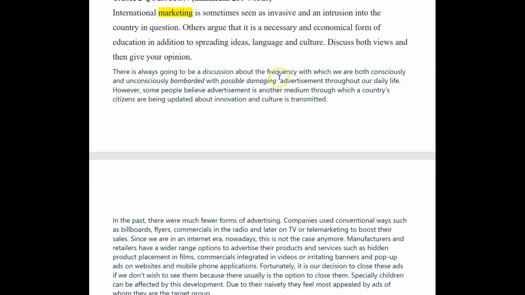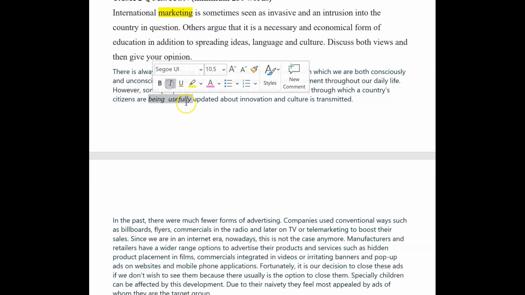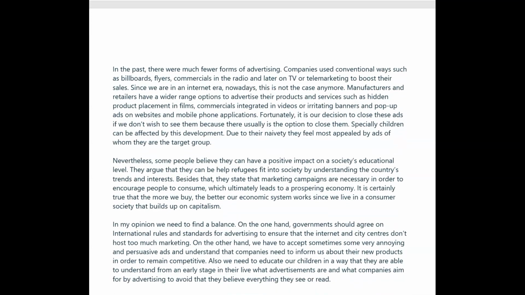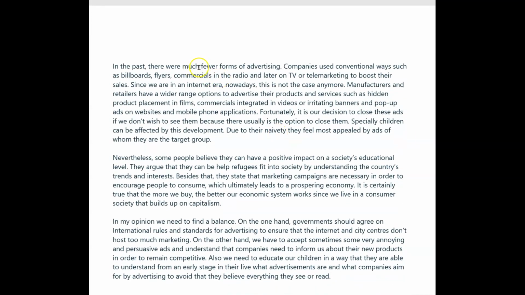So we're trying to address this here. Some people believe advertisements and other mediums through which country citizens are being updated. Absolutely. So this could be more on the positive side. Are being usefully updated. So by getting in these words here, I'm sort of addressing this positive negative side of the question. But otherwise, really, really nice start. Lovely. In the past, there were much fewer forms. So you could have many fewer forms of advertising.